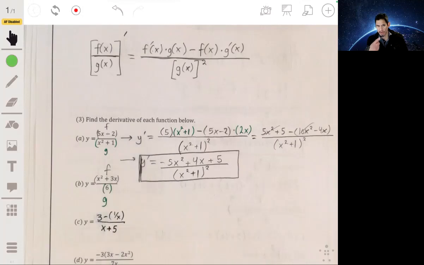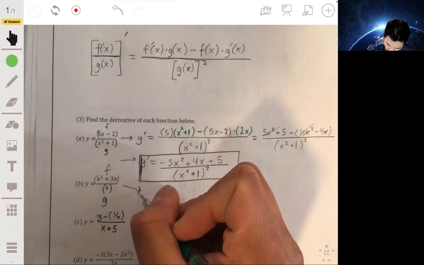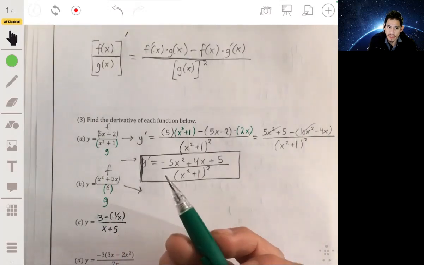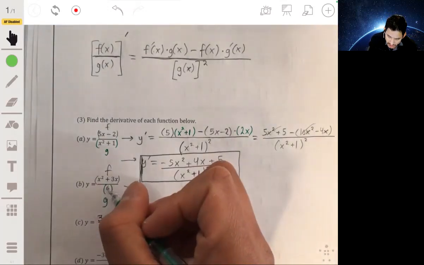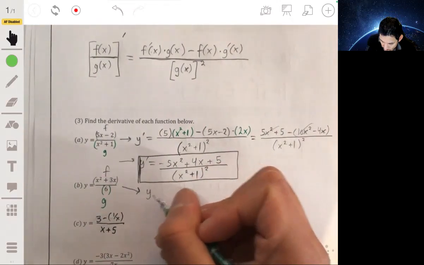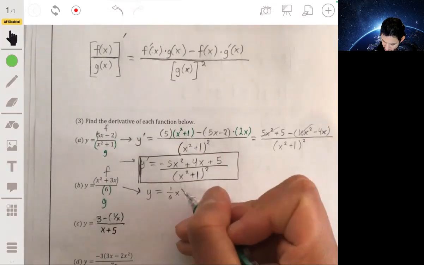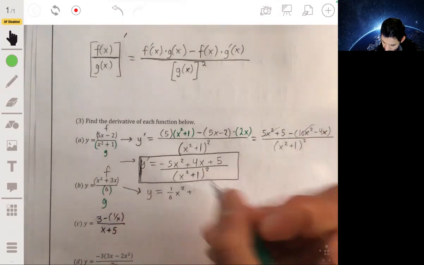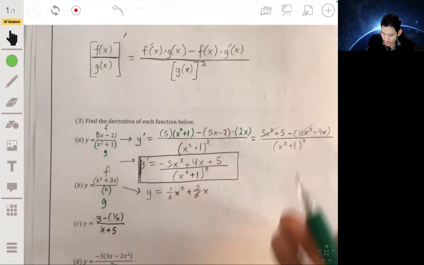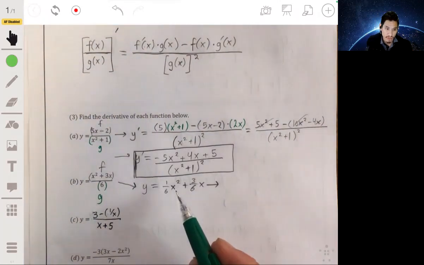Now you're wondering, why not? Why didn't I jump to it? Because there's a reason. This can be made simpler or easier to work with if you realize that the denominator is just 6. You can break this into two fractions being added, meaning this is the same as 1/6 times x squared plus 3/6 times x. And this is much quicker to differentiate, and you don't need the quotient rule for this.